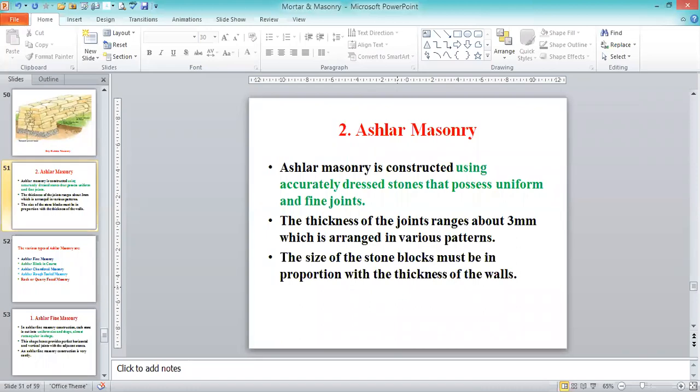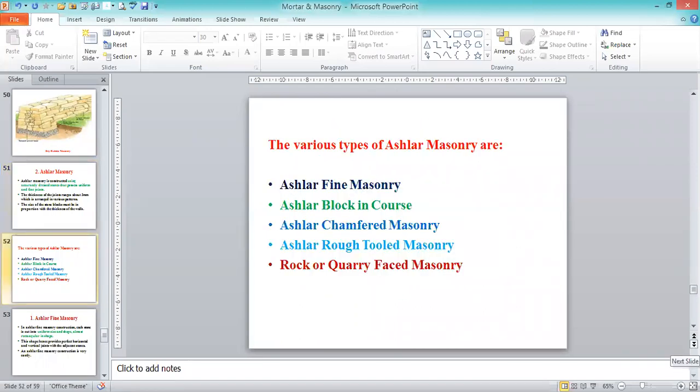Then what are the different types of ashlar masonry? Ashlar fine masonry, ashlar block in course, ashlar chamfered masonry, ashlar rough tooled masonry, rock or quarry faced masonry. First we will go for the ashlar fine masonry.